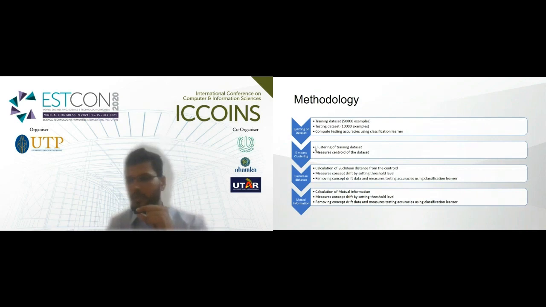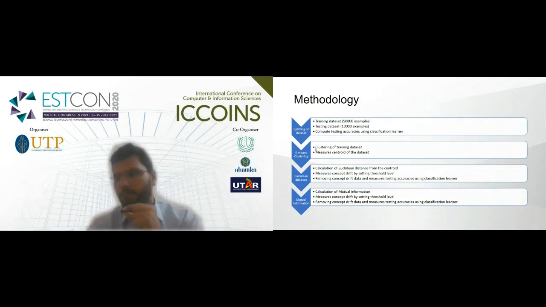Now, methodology. The methodology comprises four steps. The clustering is performed using the k-means clustering algorithm. Also, the centroid of the data is calculated by assigning data points to the nearest centroid and measured using the means of points. The Euclidean distance is calculated from the centroid of the data set. If the Euclidean distance is greater than the threshold value, concept drift is detected.